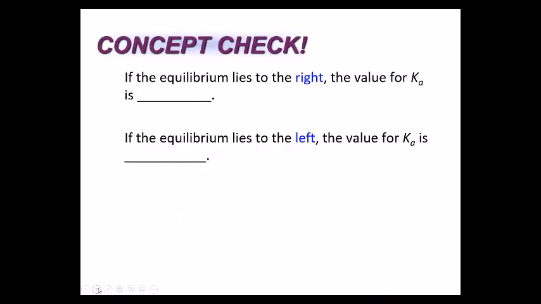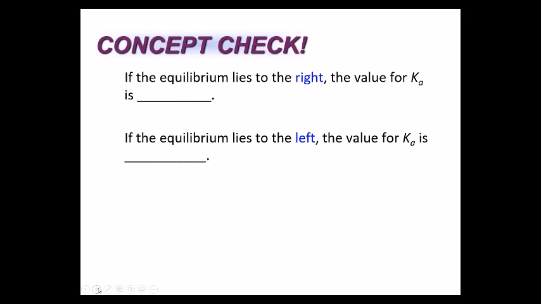All right, another concept check. Speaking of, if the equilibrium lies to the right, the value of the Ka is blank. If the equilibrium lies to the left, the value of the Ka is blank. So take a moment, maybe pause the video for a second, see what you can fill in for those blanks, and then come back and turn it back on to go over the answers.